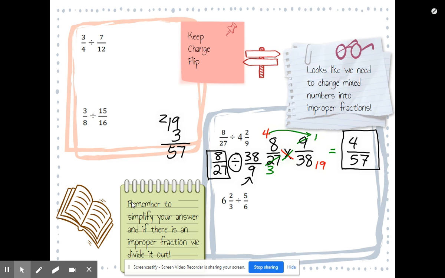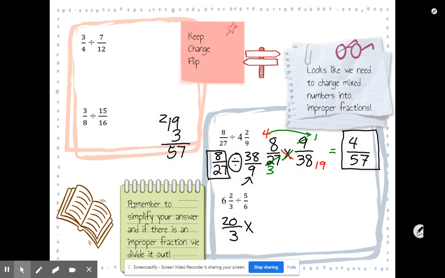Okay, 4 and 57 is what is on my answer key. Let's look at the next one. The first step is to change any mixed numbers into improper fractions. So for 6 and 2/3, 6 times 3 plus 2 more is 20. 6 times 3 is 18 plus 2 more is 20. And then what do I do next? I keep it this way now and I write a multiplication sign instead.